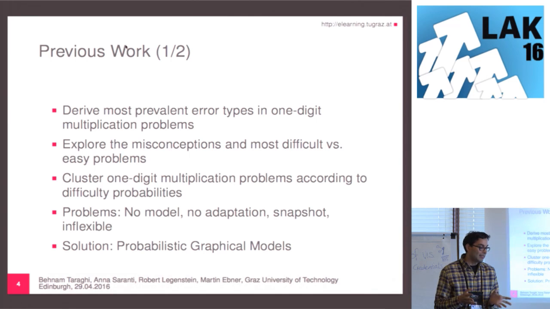The problem with all this statistical analysis is that there's no model behind it. It's static. It's a snapshot of the current status that we can read out of our data set. So if you want a data-driven learning application which is based on these misconceptions, we cannot go further with that. We need to go a step into learning analytics and have a kind of adaptability in our system. Therefore, we came to the idea of probabilistic graphical models.